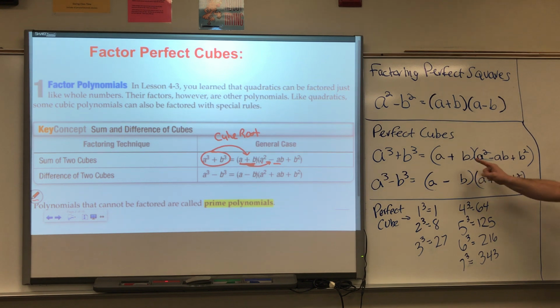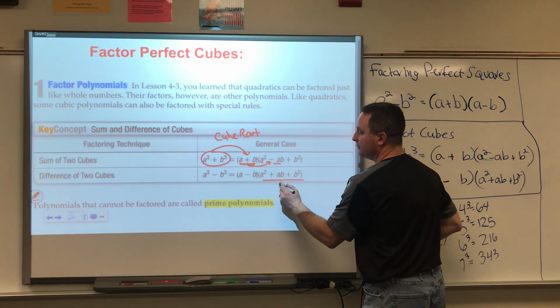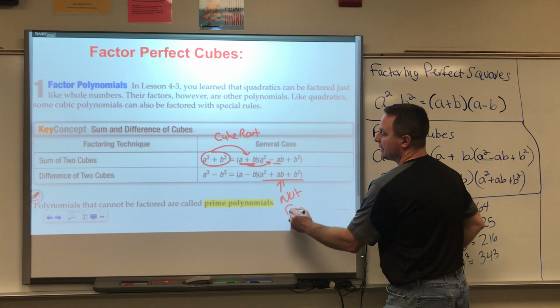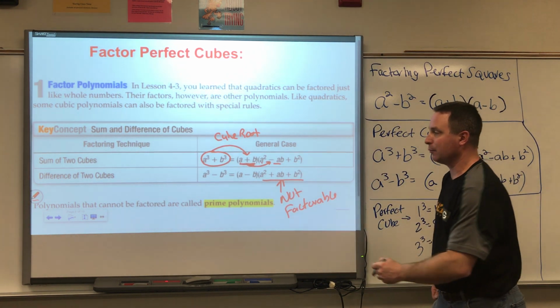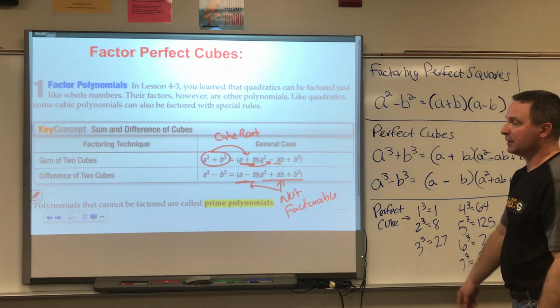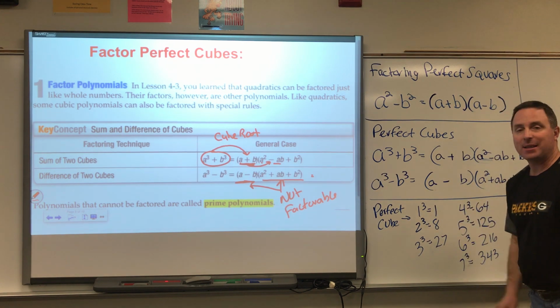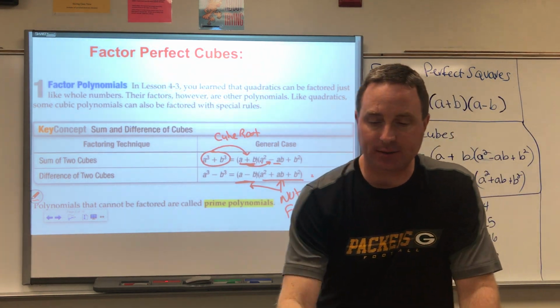A couple other things about perfect cubes. When we factor it into the two different pieces, the second part, the big part, is never factorable. This part right here is not factorable. That's the end of the road. You can never do anything more with that. More oftentimes than not, the same is going to be true with the little piece, but especially the second part, that's a dead end.